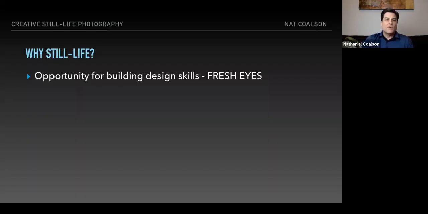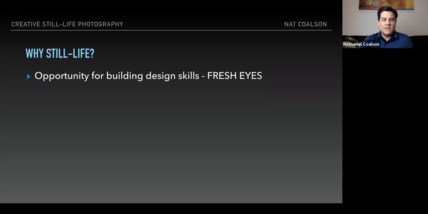So between these three approaches of very straightforward still life, some monochrome conversion, and then something more to abstraction, you really do have a lot to work with, even within a confined area. So the question then begs, why still life for these types of techniques?